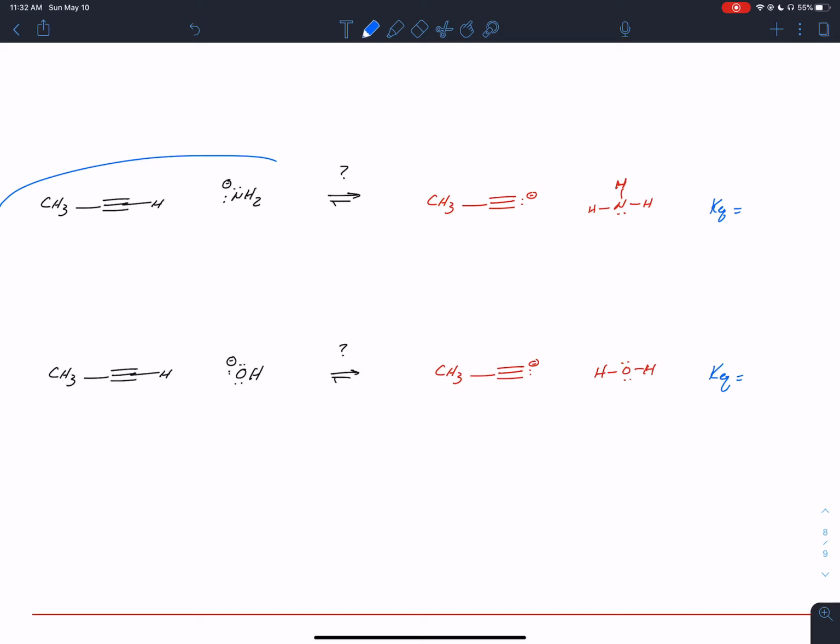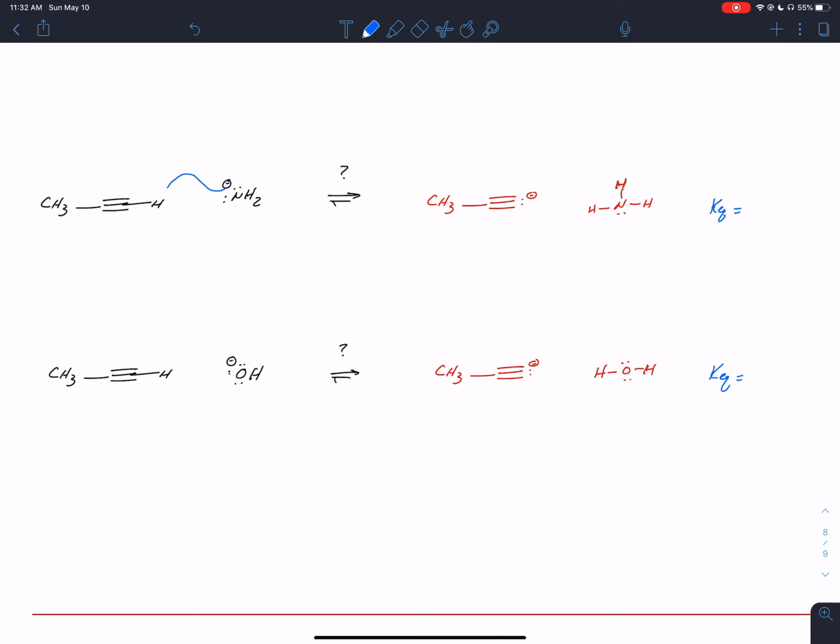Hi everyone, in this video segment we are going to harp on this idea of irreversible versus reversible acid-base reactions, as this is a really important concept. It will come up later in the course and be pretty consequential. So we're going to consider two acid-base reactions, one between a terminal alkyne and NH2 minus, and one between our terminal alkyne species, so same acid in each reaction, and hydroxide, okay?